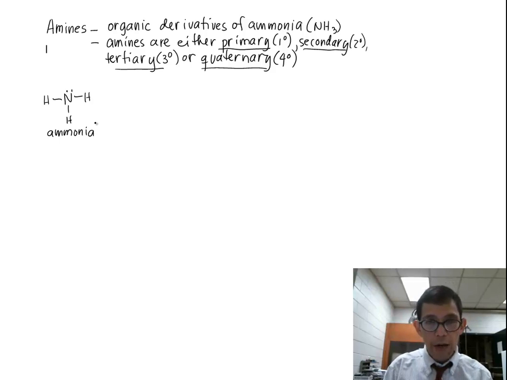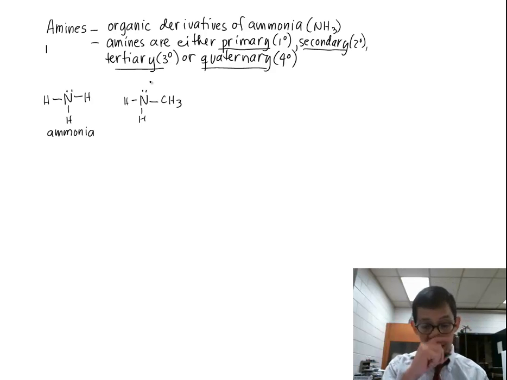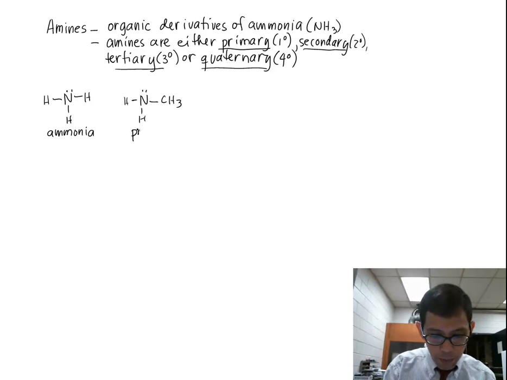A primary amine is where one of the H's is removed. It's replaced by a chain or a ring of carbons and hydrogens. So N, H, H, and the third H is replaced with a CH3. You still have the lone pair. So this now is a primary amine.